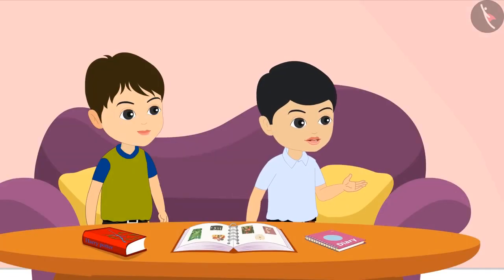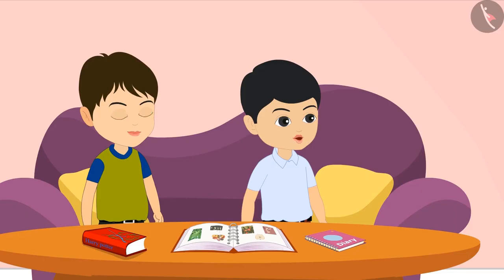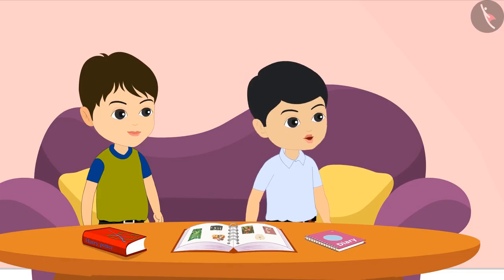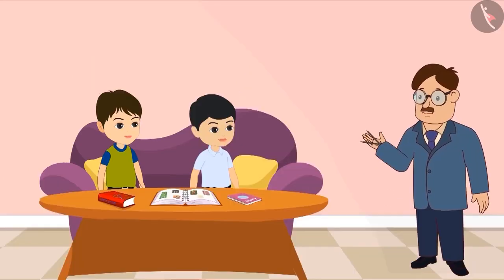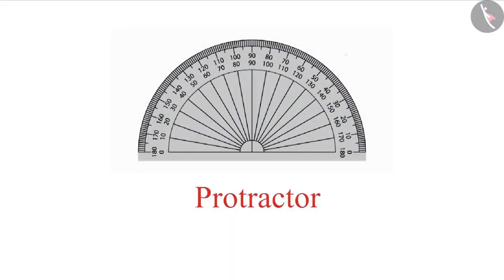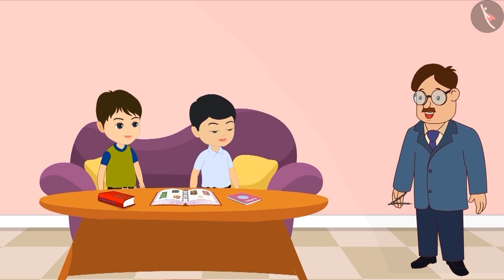But uncle, is there anything that gives us the exact measurement of an angle? Yes, we do have an instrument like that. It is called a protractor. You can make a protractor yourself if you want. How do we do that, uncle?